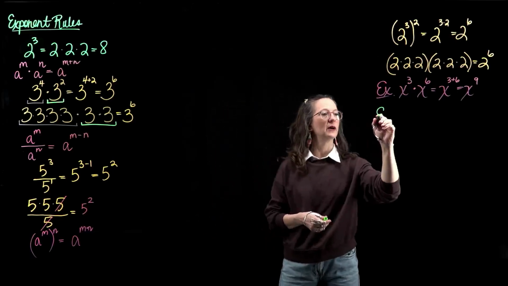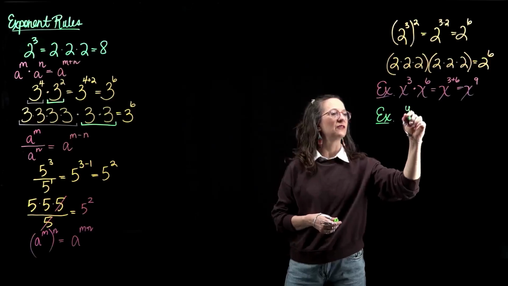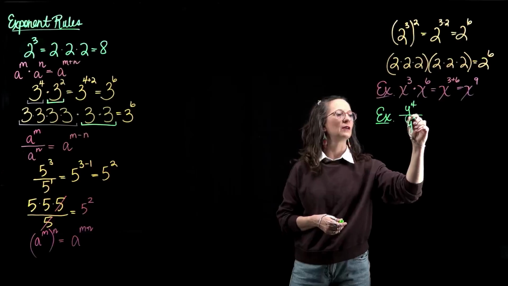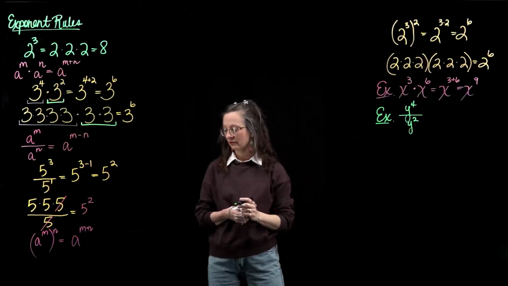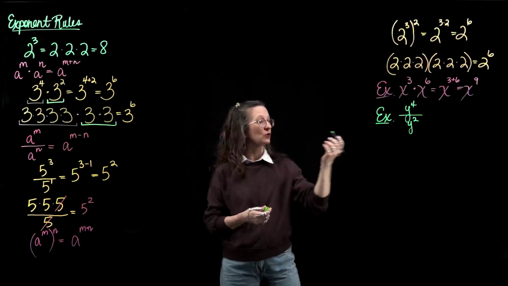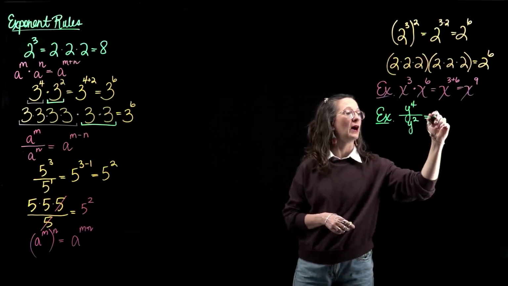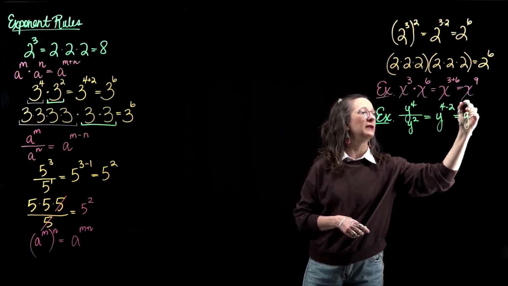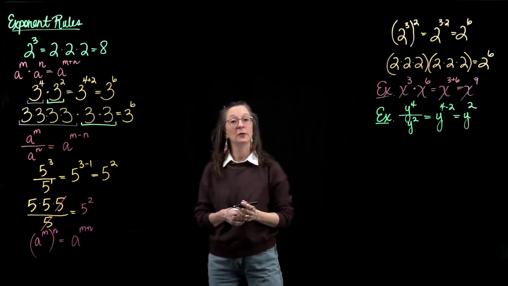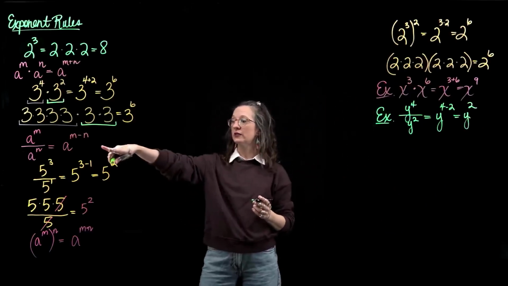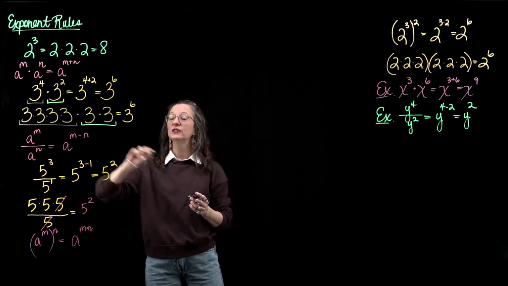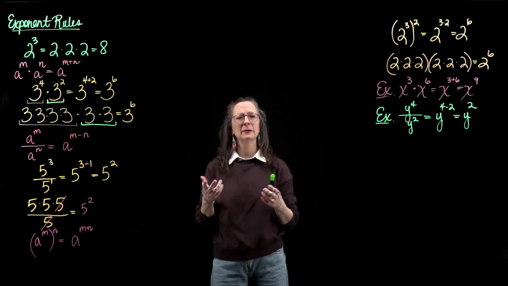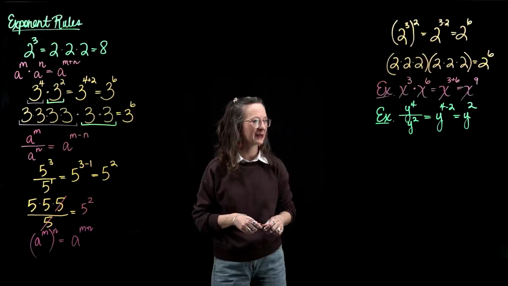All right, let's try another one. What if I had y to the 4th power over y squared? So this would be y to the 4 minus 2 power, which would be y to the 2nd power, or y squared. And of course, that's using this rule here for division when we have the same base. And when we do have that same base and we divide, we subtract their exponents.